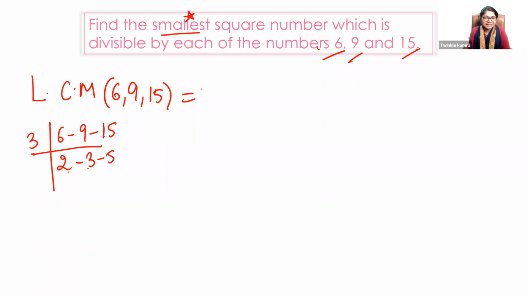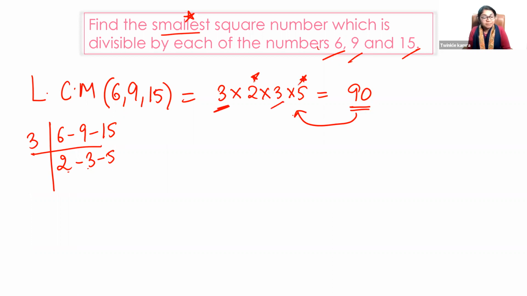इससे आगे कुछ कॉमन नहीं आ रहा. So what it is? 3 into 2 into 3 into 5, right? It is 90, right? अच्छा, अब दिख रहा है ना? You see, 90 is not a perfect square because prime factorization यही तो है 90 की prime factorization. I can see 3 is having a pair, but this 2 and this 5 are single. They are not having the pair.